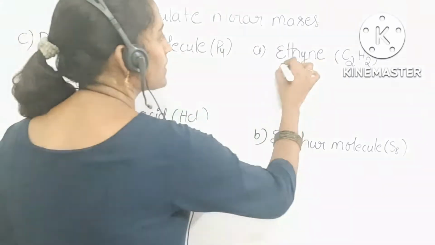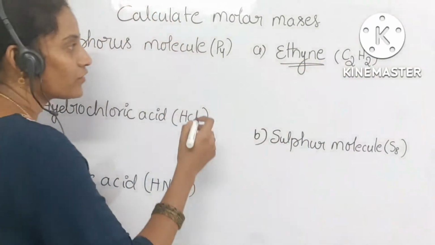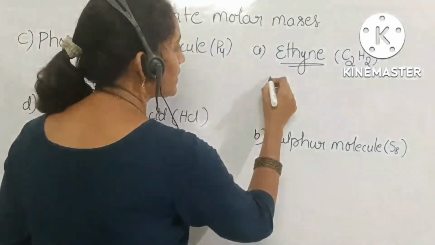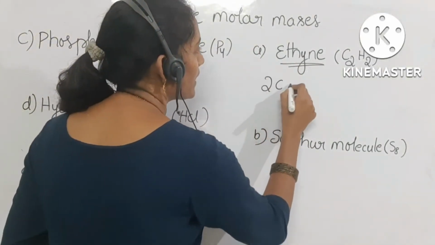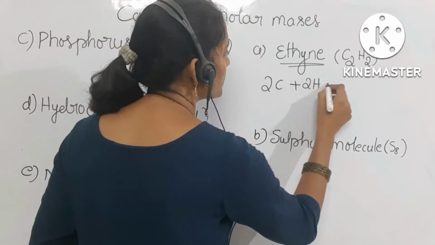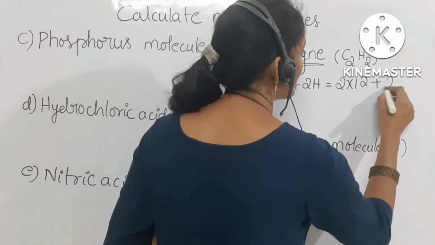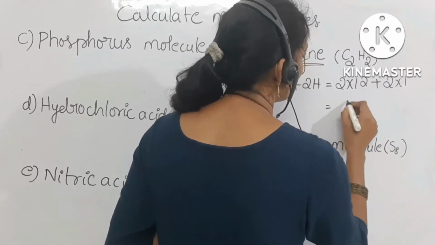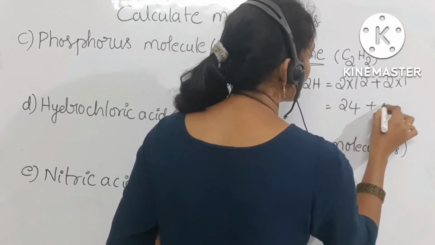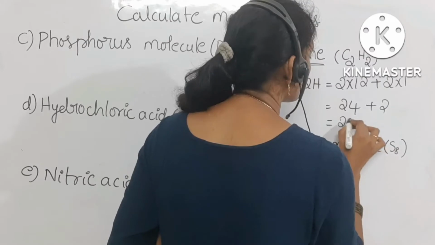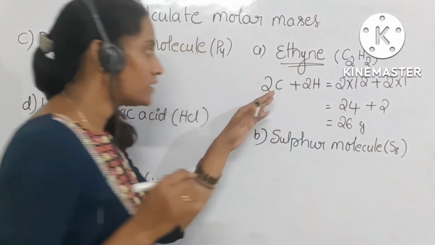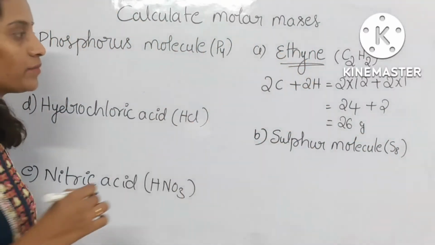The first one is ethyne. Its molecular formula is C2H2. So you can write it like this: 2 carbon atoms plus 2 hydrogen atoms is equal to 2 into 12 plus 2 into 1. 24 plus 2 means 26 grams. It is 26 grams for the ethyne molecule.